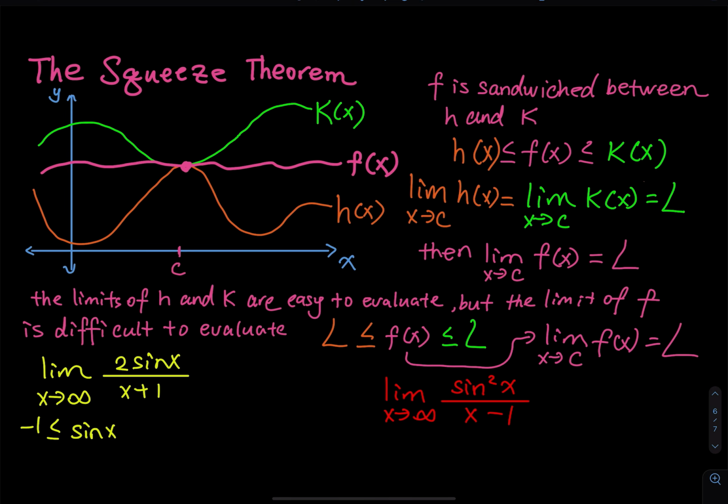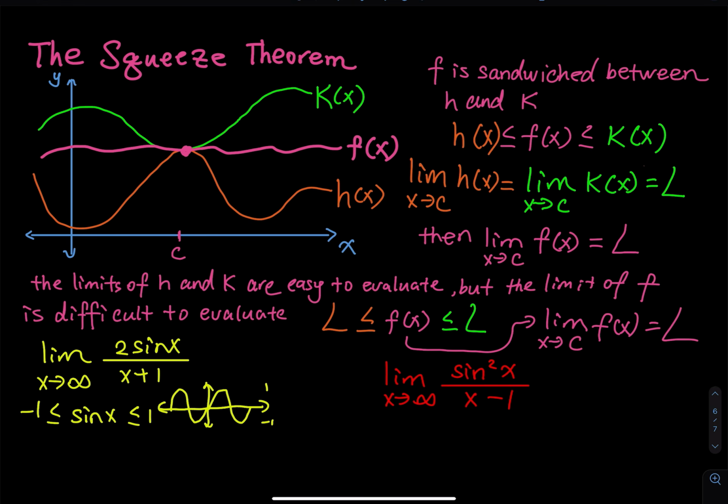is between -1 and 1. So think about the graph. For sine of x, I should put the y-axis in the middle. So for sine of x, you have this, right? This is one period to the right, and one period to the left. That is between 1 and -1. So sine is between -1 and 1.